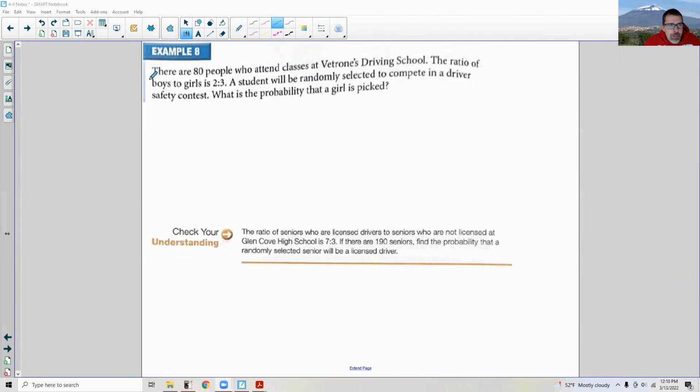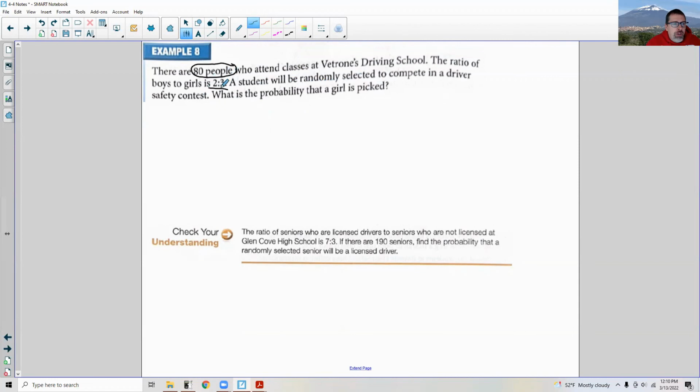Okay, example 8. Boy, they really threw in a lot in this chapter. Now we went from Venn diagrams to standard deviation and a bell-shaped curve to now proportions or ratios. All right, so anyway, there are 80 people who attended classes at Vetrone's driving school. Okay, so 80 is our total. The ratio of boys to girls is 2 to 3. A student will be randomly selected to compete in a driver safety contest. What's the probability that a girl is picked?